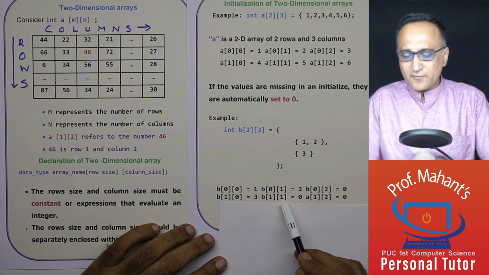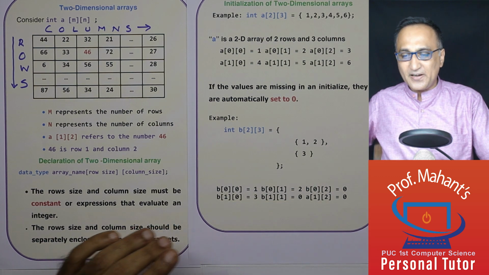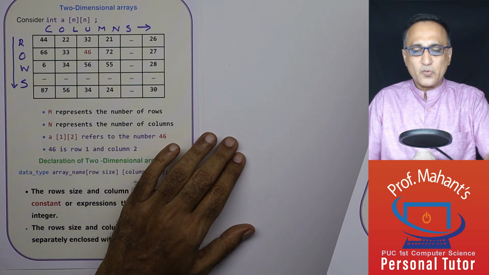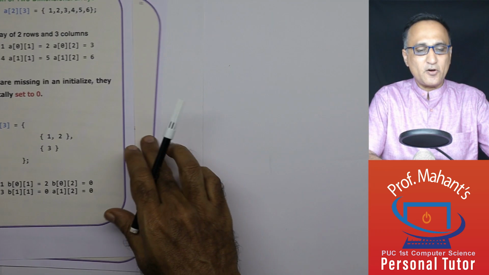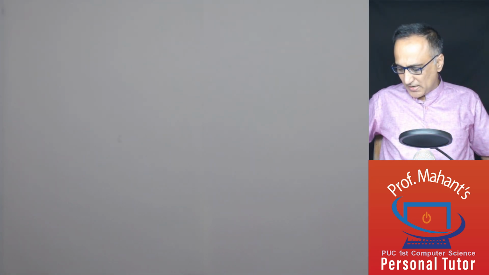After that, first row first column and first row second column both are going to be 0 because I have failed to initialize it. So this concept remains the same whether you're doing it for a one dimensional array or a two dimensional array. Now let's continue a little more on this.